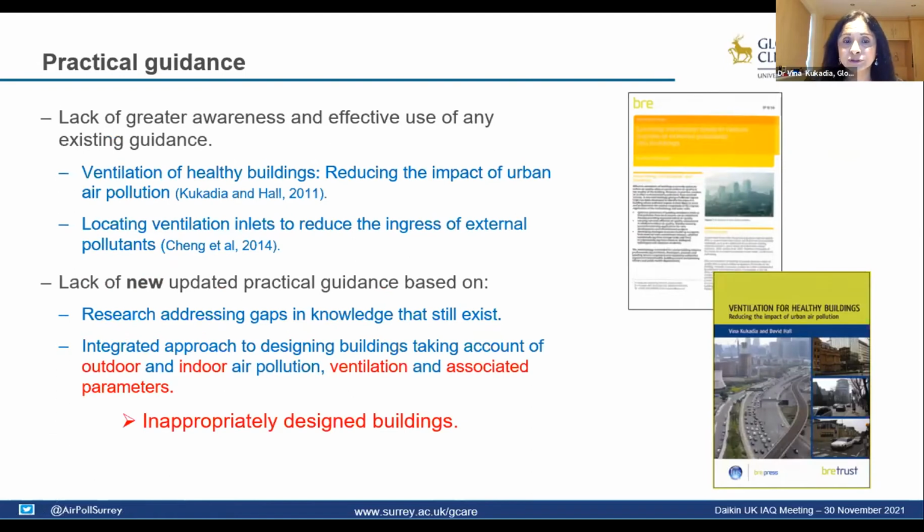From some of our initial studies, we have produced some guidance, ventilation of healthy buildings and reducing the impact of urban air pollution, and also location of ventilation inlets. And there are methodologies in these documents, but there is a lack of new updated practical guidance at present, with research addressing gaps in knowledge and producing an integrated approach to designing buildings, taking account of outdoor and indoor pollution, ventilation, and all other associated parameters. And that has been leading to inappropriately designed buildings. I'll just give you one example of that.